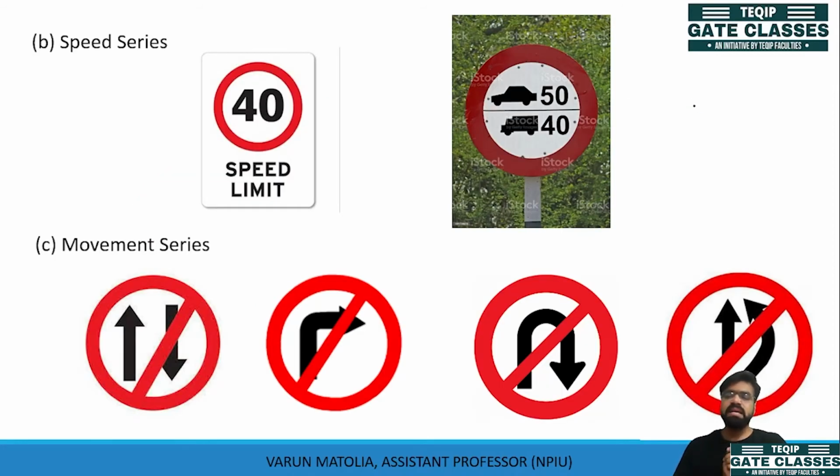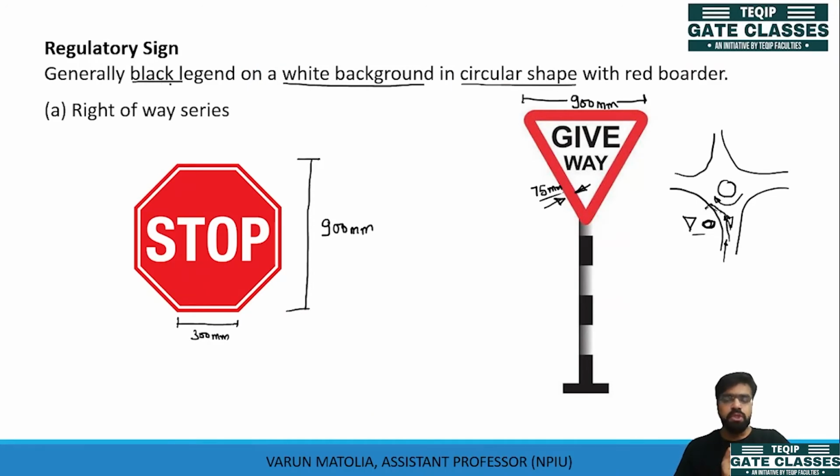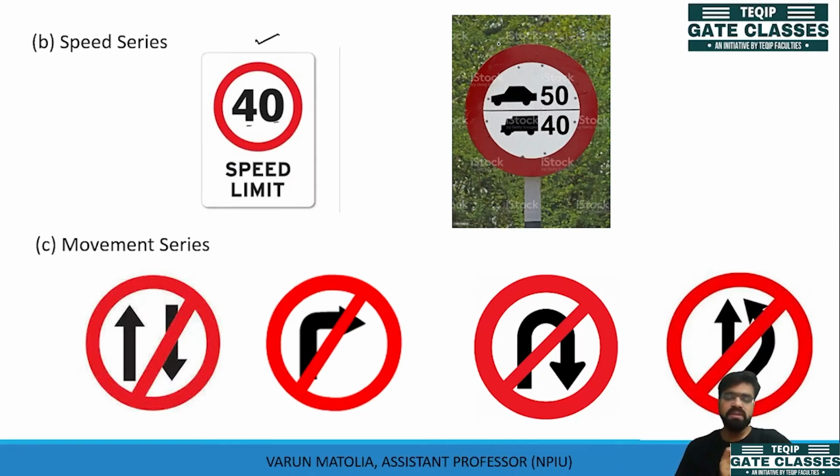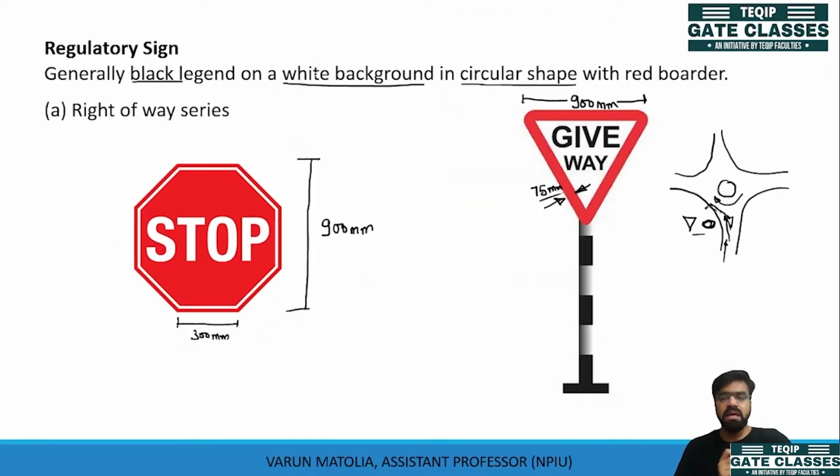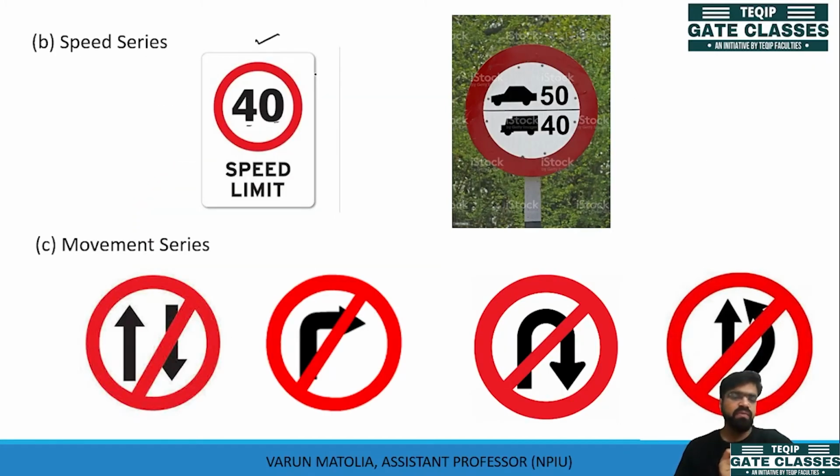The other type of signs are speed series signs. Speed series, the signs which tell you about the speed limit on the road. You have seen these kinds of signs which tell you about the speed limit on the road. This value is given inside a red circle. There should be black legend, white background, a circular shape. So we will observe that all the traffic signs provided under this regulatory sign have all these characteristics.